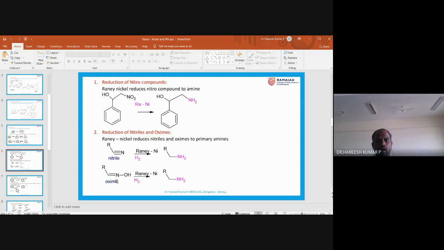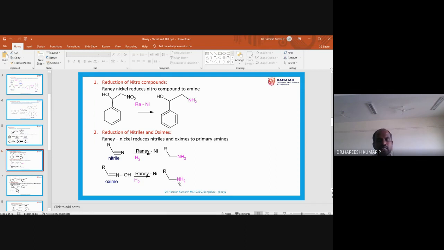Similarly, C double bond NOH is called an oxime. Here also there is addition of hydrogen. How does the addition of hydrogen occur? One H will add to this double bond, and this bond pair can pick up one more H. Later on, this OH will go out as water, giving rise to a primary amine.